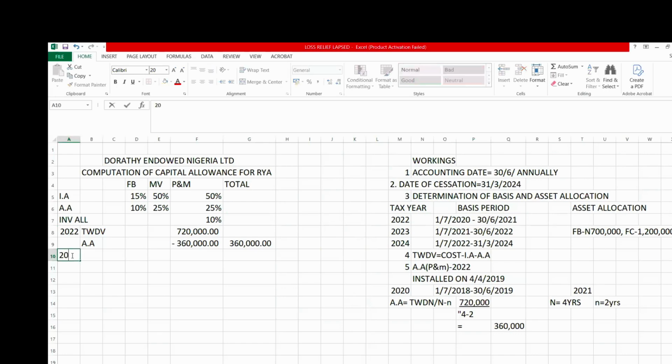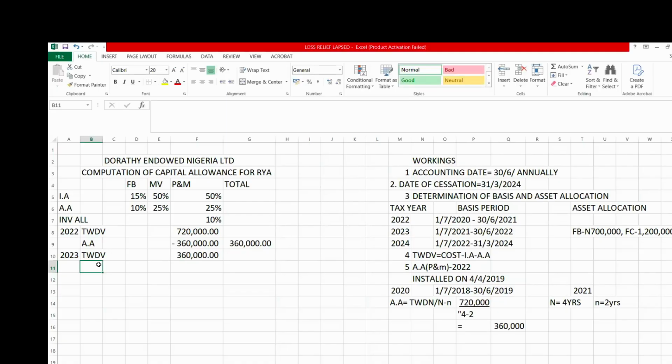So the next year, we now move to 2023. In 2023, you also have a tax written down value. Your tax written down value will now be 720 minus 360,000, so that will give us 360,000.